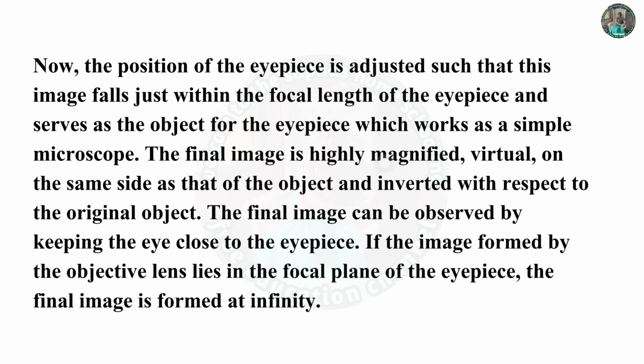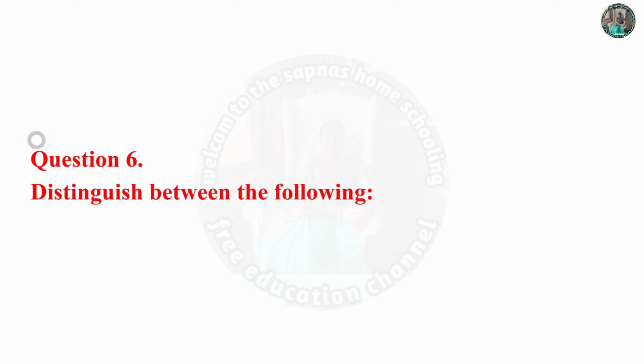The final image is highly magnified, virtual, on the same side as the objective and inverted with respect to the original object. The final image can be observed by keeping the eye close to the eyepiece. If the image formed by the objective lens lies on the focal plane of the eyepiece, the final image is formed at infinity.